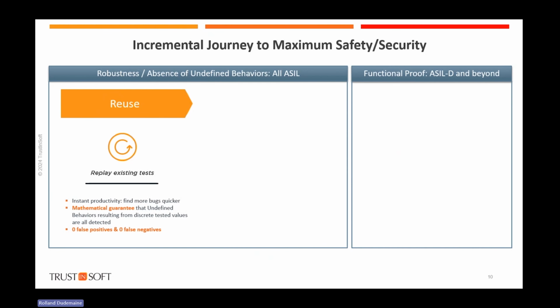So how is it actually applied for our customers? As the title says, it's an incremental journey to reach maximum safety and security. Like Automotive SPICE advises, it's a continuous improvement. So the usual way that our customers start is to reuse existing tests. This is not always possible, but in many cases you can reuse a good part of them.